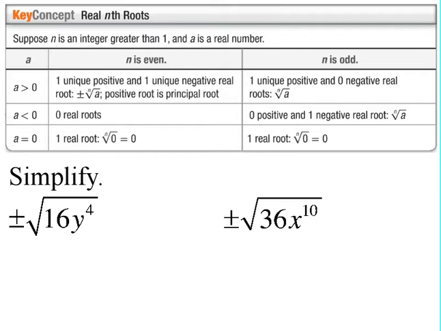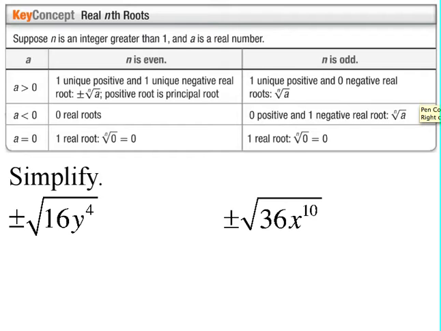If A is a negative number and you're taking an even number of roots, you will get no real roots. If N is odd, you will get 0 positive and 1 negative real roots. And then if A is 0, you'll get 1 real root both ways. Okay, is it important you memorize that? No. It's more important that we can apply that. And so what we're going to do is look at this very first example.